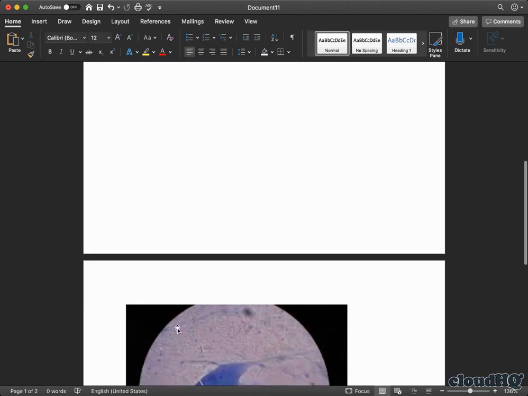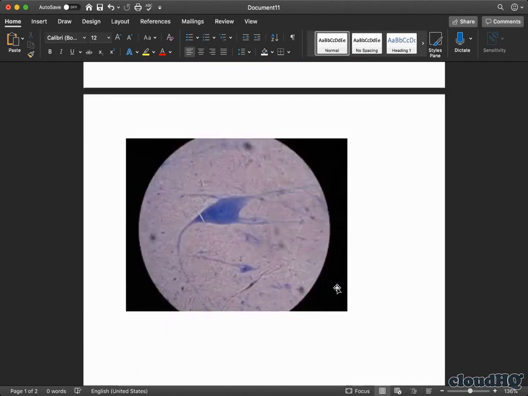Another example, these are all just pulled off of Google Images. I typed in multipolar neuron histology. These are the ones that came up. I chose these because they do resemble the ones that we used in class the most.